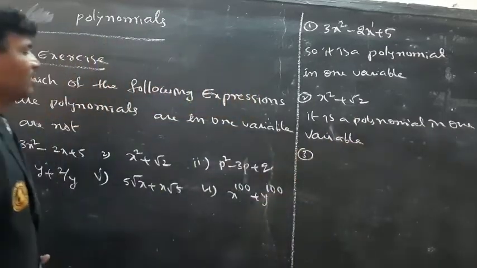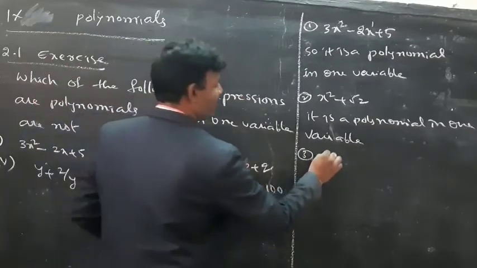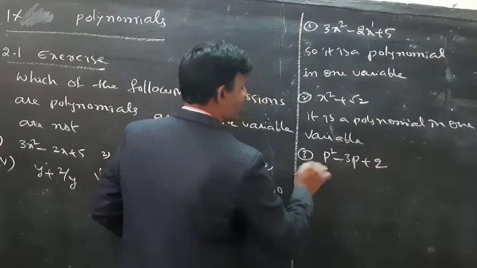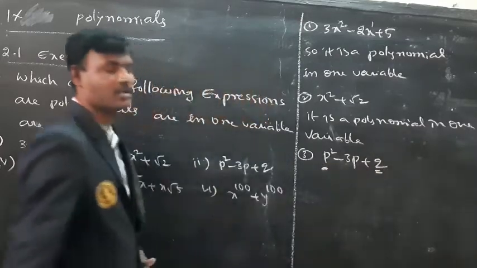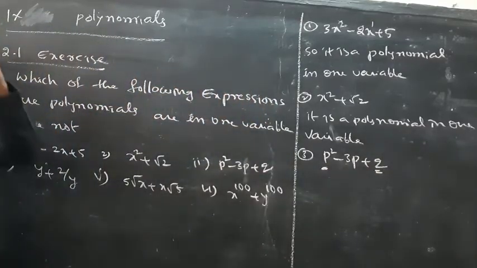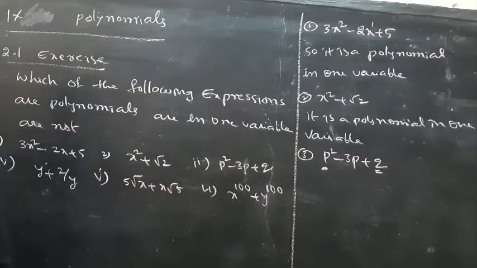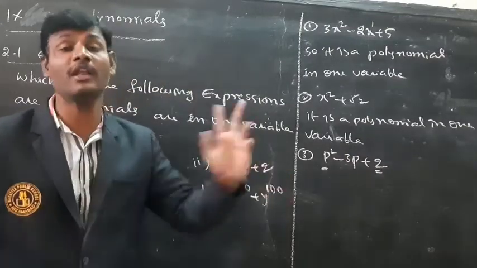Now the third question. What about the third question? p square minus 3p plus q. See here, p is one variable and q is also a variable. So if two variables are there, it means it is not a polynomial in one variable. It is a polynomial but not in one variable.